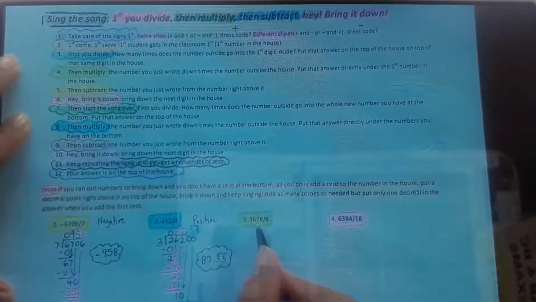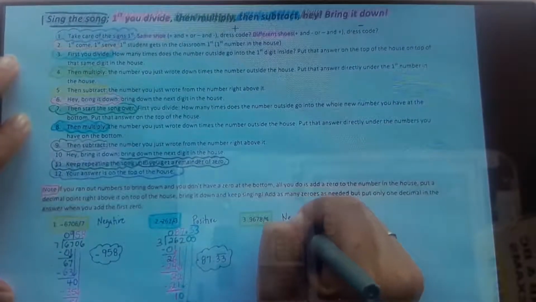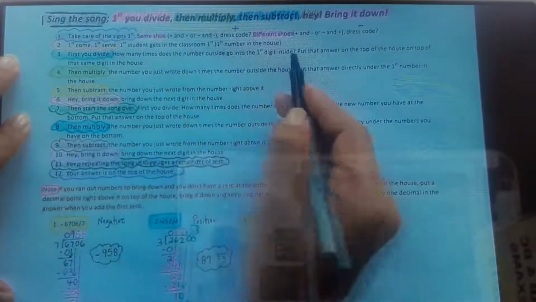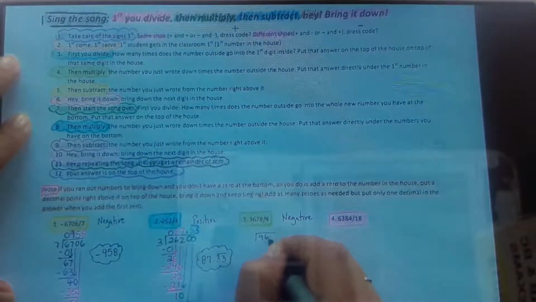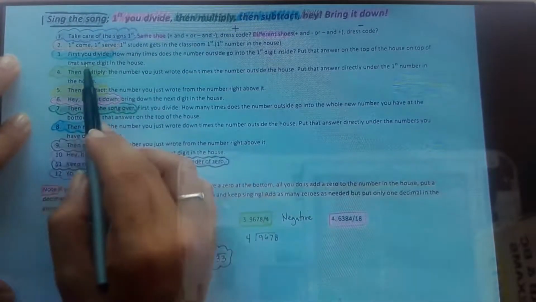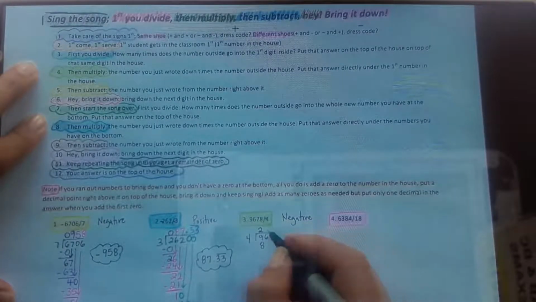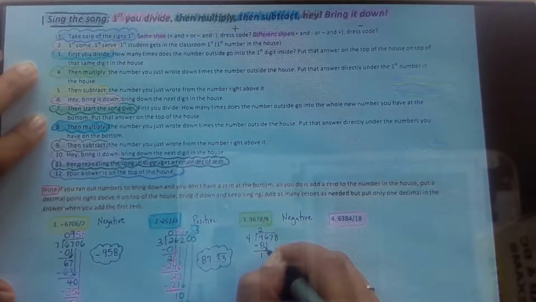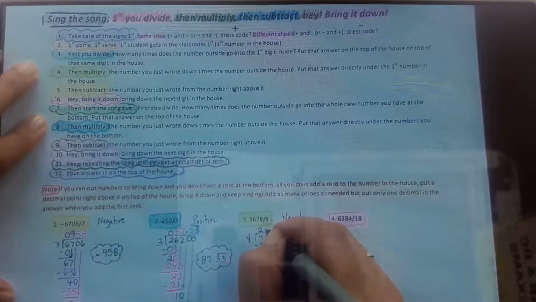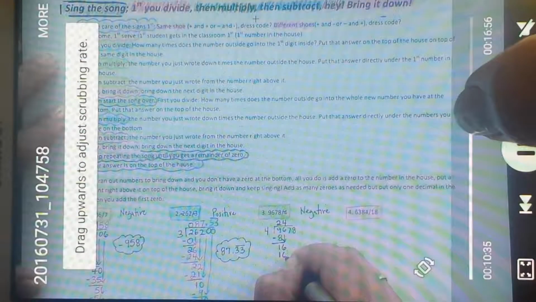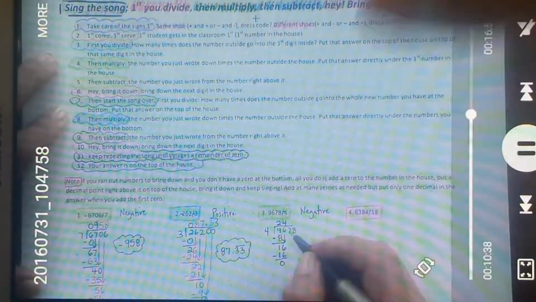These are different signs. So you get in dress code, yes, which means you're getting sent home, which is negative. And not a good thing. First come, first serve. First number in the house. So 9, 6, 7, 8 in the house, 4 outside. First you divide, 2, then multiply, 8, then subtract, 1, bring it down, 16. Same thing. First you divide, 4, then multiply, 16, then subtract, 0, bring it down.